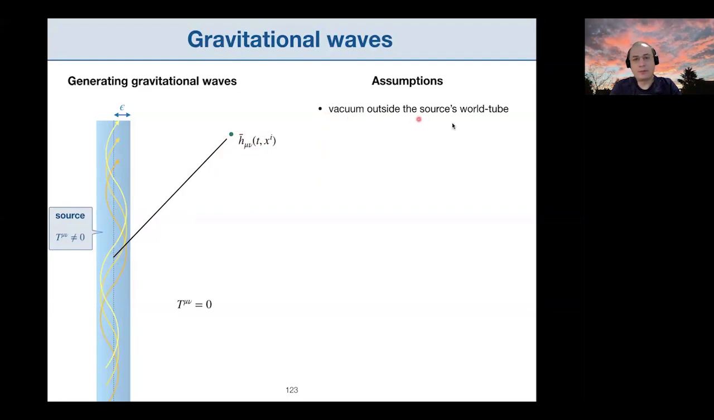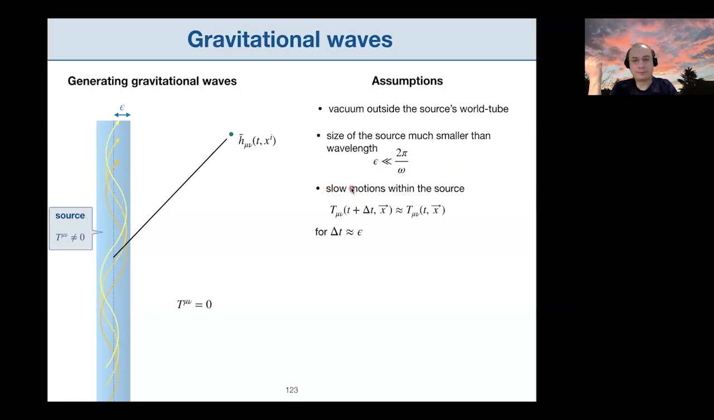So the assumptions are that we have complete vacuum outside the source's world tube, this tube over here. We assume that the size of the source is much smaller than the wavelength produced by the source. So epsilon is much smaller than 2π over ω, where ω is the frequency. We assume also that the motions within the source are slow. Slow with respect to the speed of light, and in fact slow with respect to the crossing time of a wave through this emitting region of the size of epsilon. So if we compare the stress energy tensor of the matter at time t and time t plus Δt, which is comparable to the crossing time of a wave from one endpoint to the other, there isn't much change really going on. Although on the longer time scales, we do assume some changes.